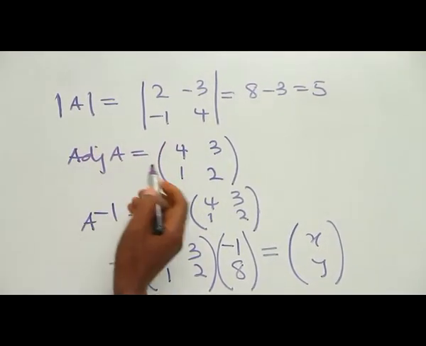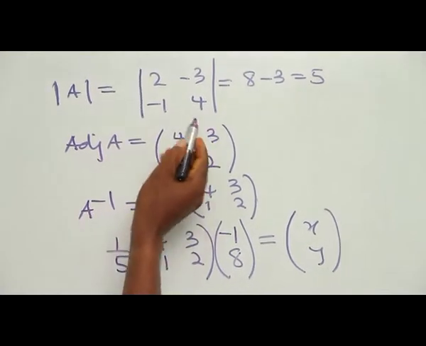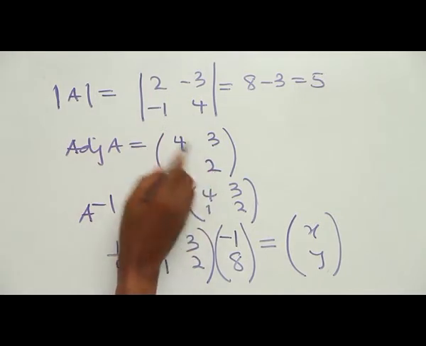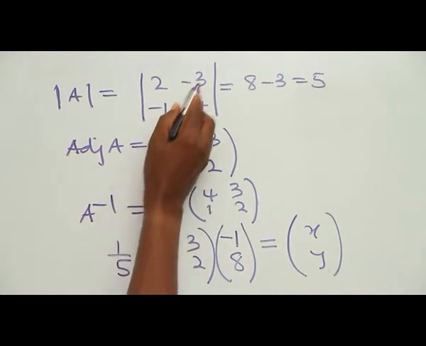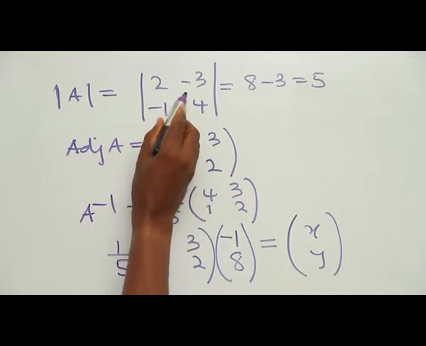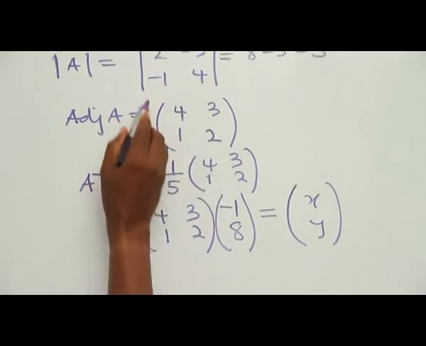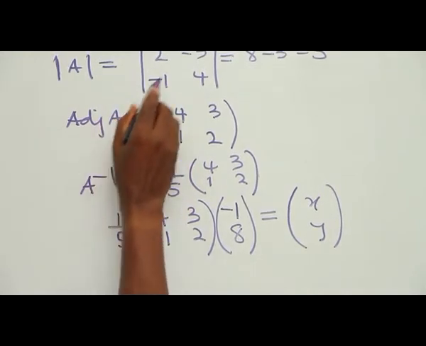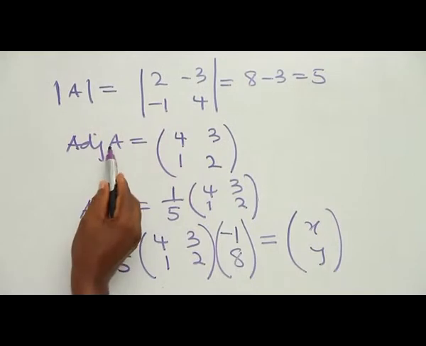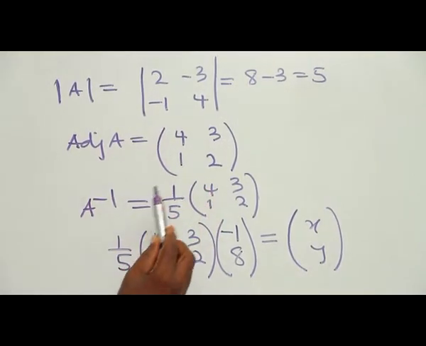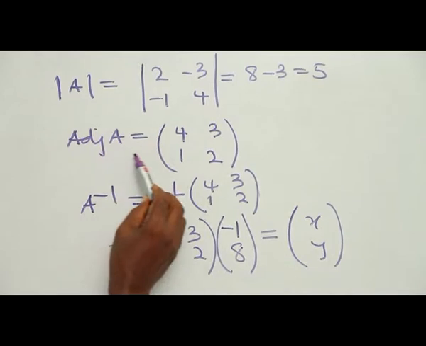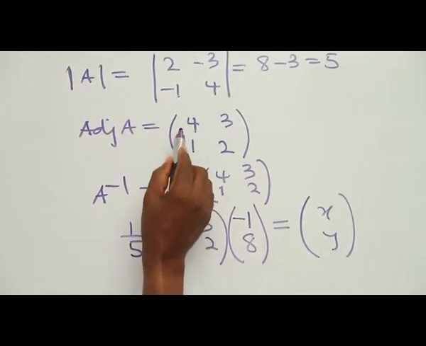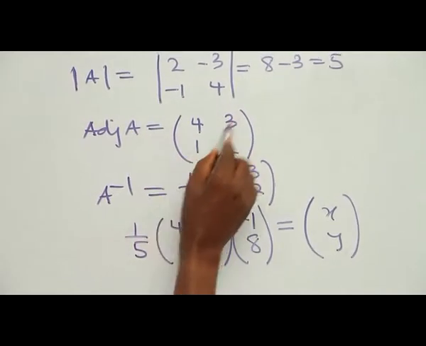The adjoint of A is simply, for the 2 by 2 matrix, you switch the entries. The ones in the main diagonal, you switch them. And then of course you sign the other values. If you sign minus 3, it becomes plus 3. If you sign minus 1 becomes plus 1. That is negative signing. So we have the adjoint of A. So please, it is not difficult for you to find the adjoint of a 2 by 2 matrix. You just switch the main diagonals and then negative sign the other values in the other diagonal.